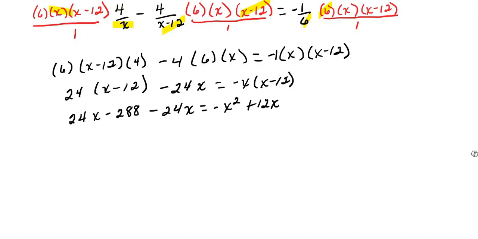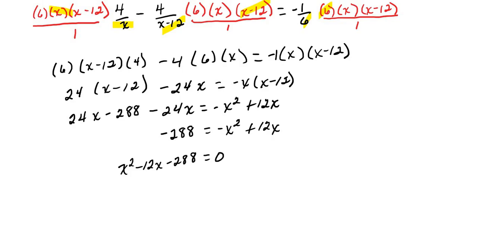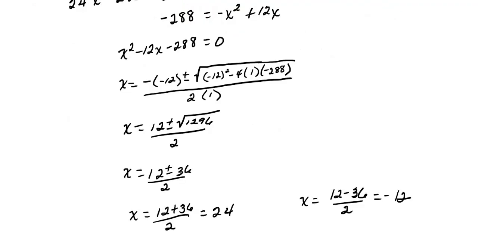On the left-hand side of the equation, the 24x's will cancel. Now I have a quadratic equation. I need to get everything to one side of the equal sign to set it equal to 0. And because I do not like my leading coefficient negative, I'm going to move everything to the left-hand side. From here, I can either factor or use the quadratic formula. So using the quadratic formula, I get 24 and negative 12 for my answers.